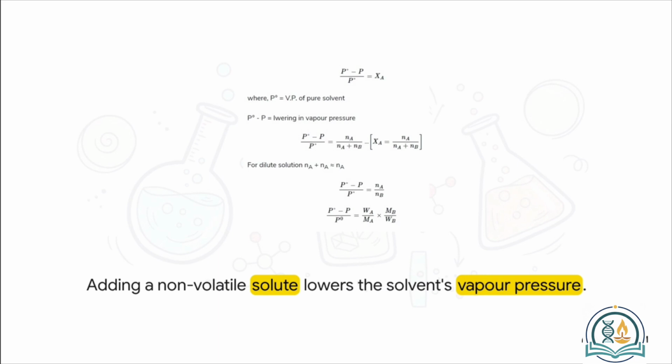First up, when you add a non-volatile solute, that's just something that doesn't evaporate easily, like salt, it actually lowers the vapor pressure of the solvent. You can think of it like the solute particles are getting in the way, blocking the solvent molecules at the surface, and making it harder for them to escape into the air as a gas.